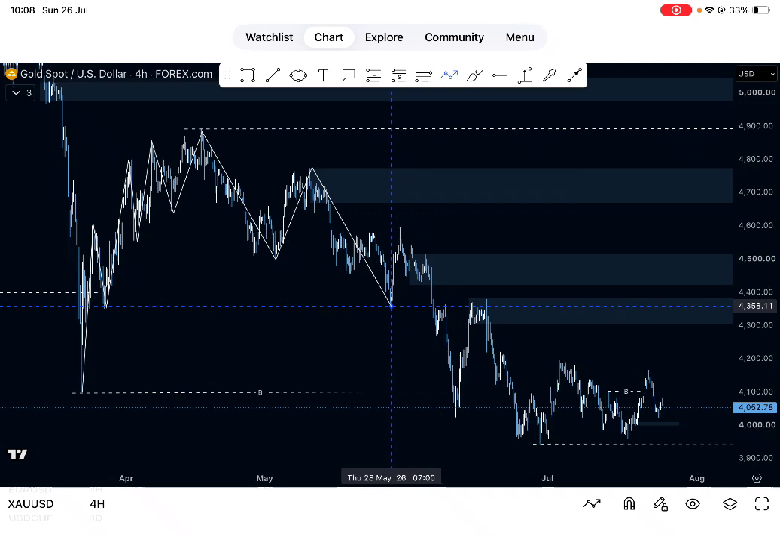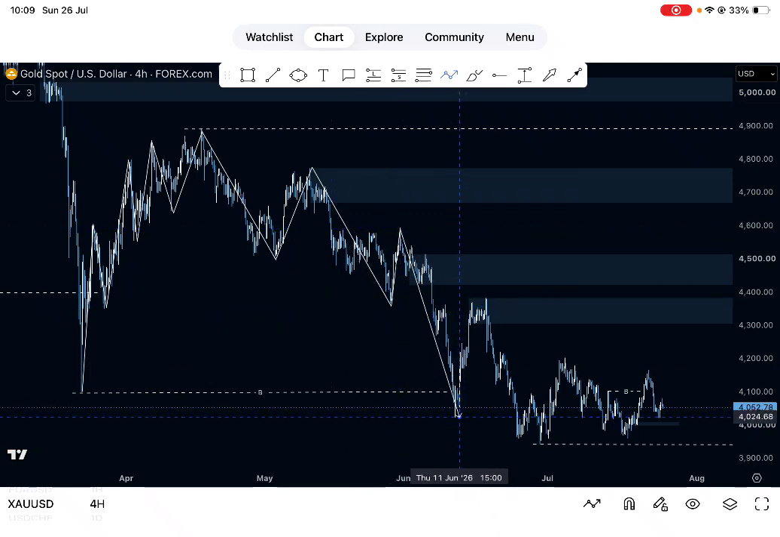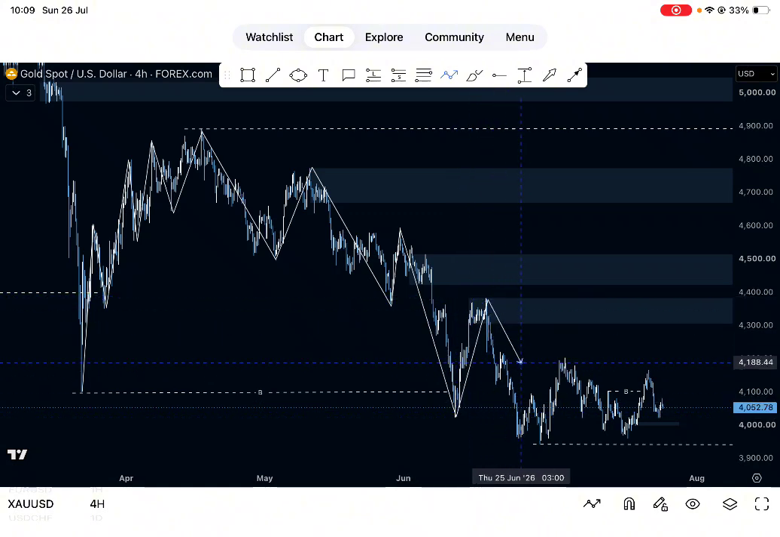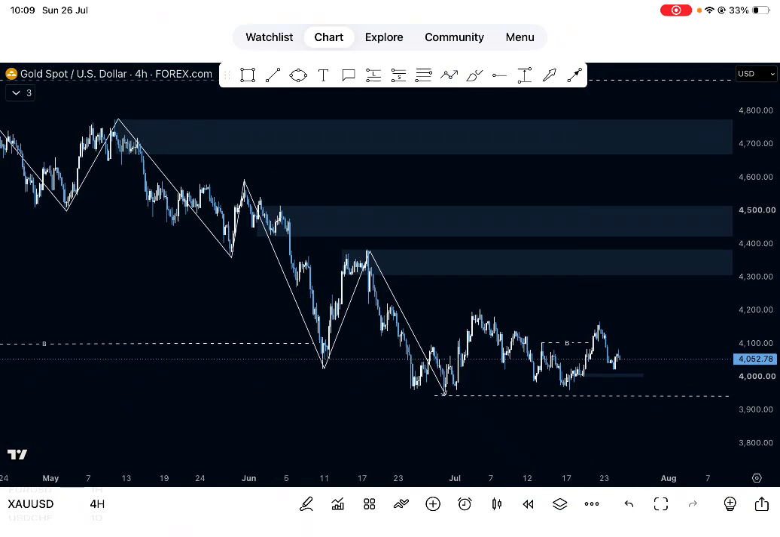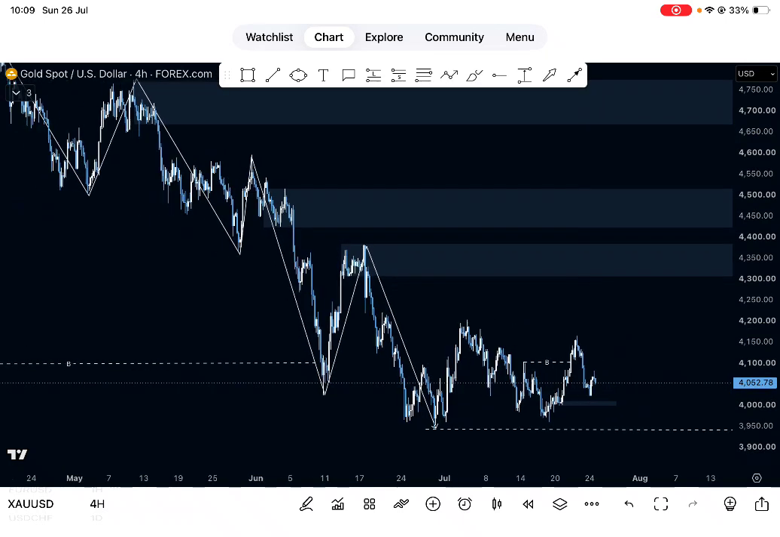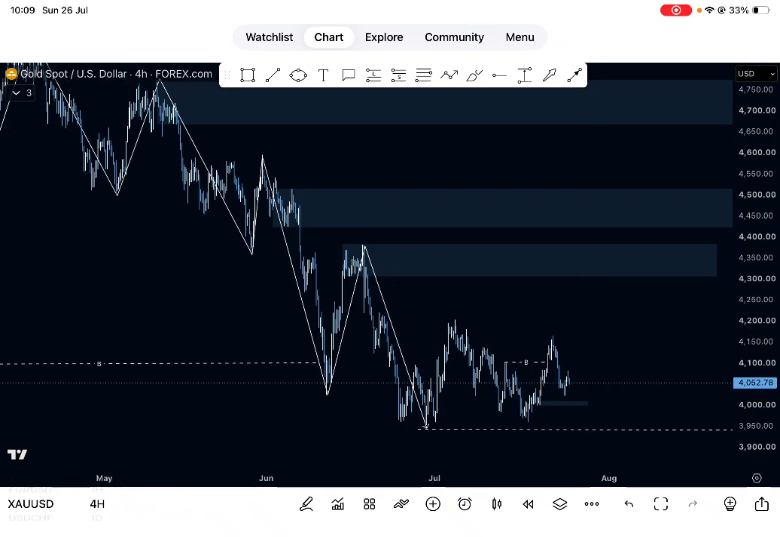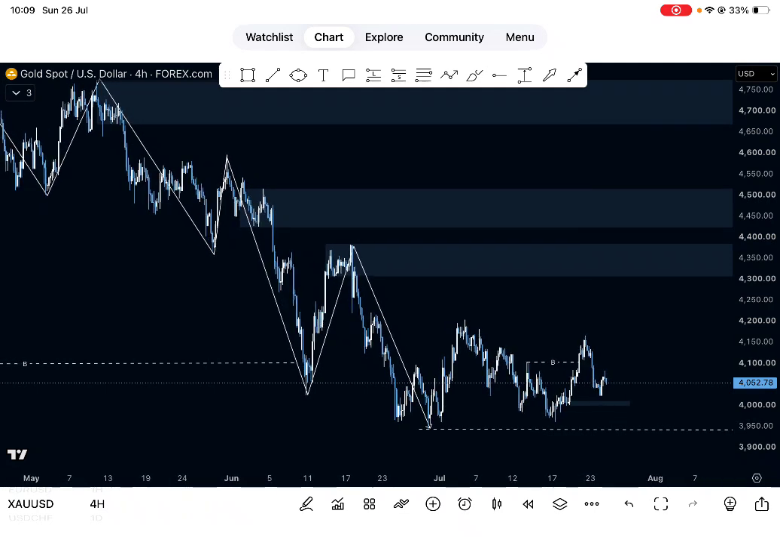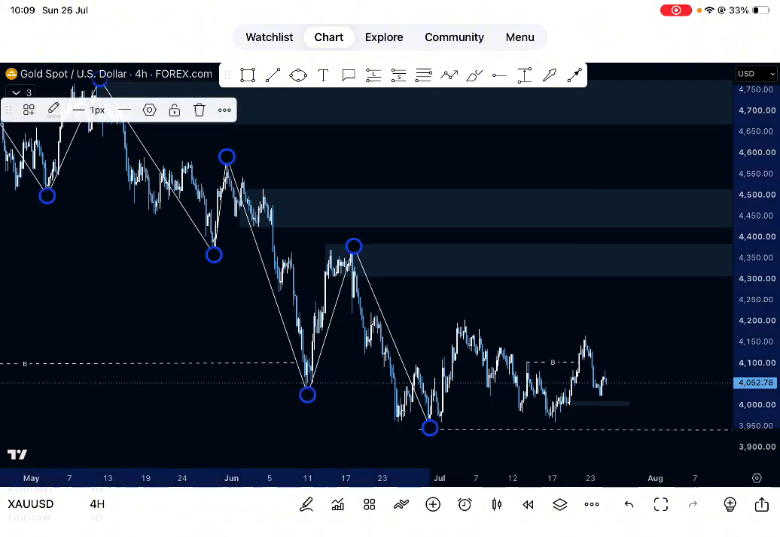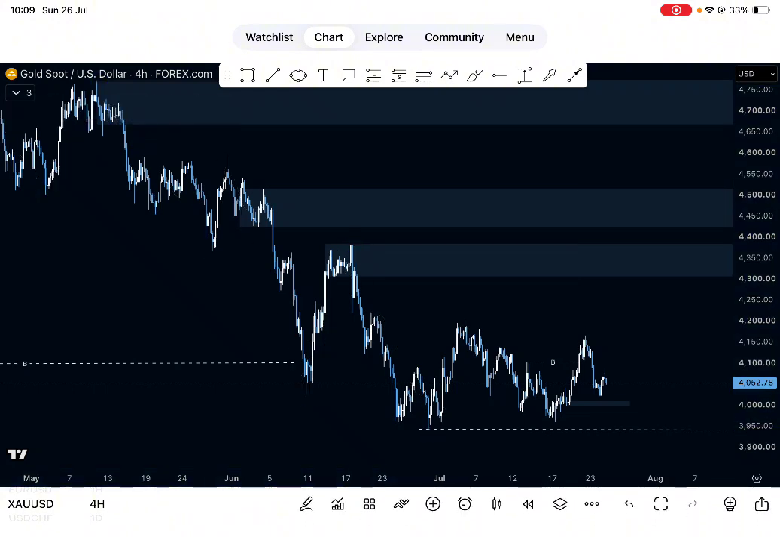This is the lowest point. This one took liquidity and continued selling. There's the highest point, and there's the lowest point. Is that clear? So currently the H4 is bearish. The H4 is bearish on the long run.